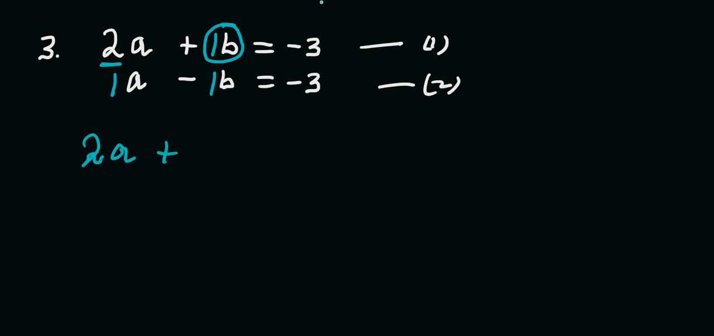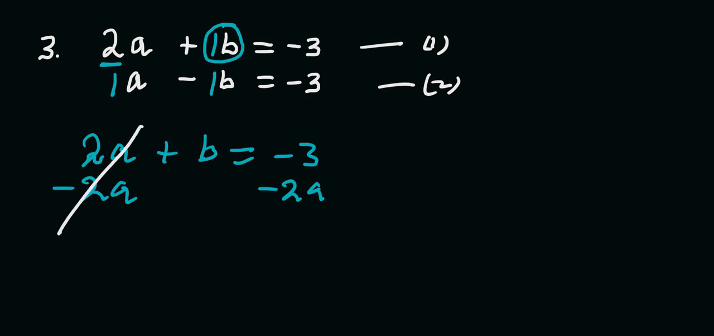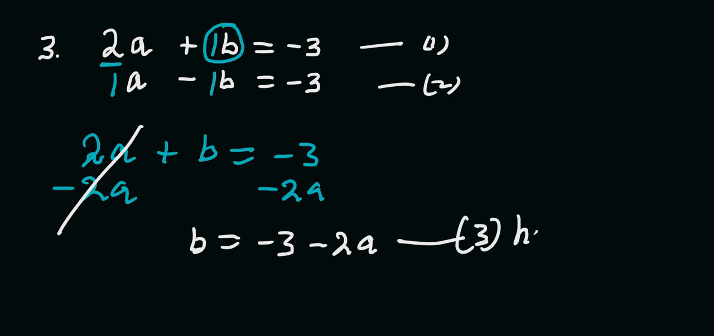2a plus b is equal to -3. So now let's subtract 2a from both sides. 2a minus 2a is 0, so that cancels out. Now we are left with just b on the left side. So b is equal to -3 minus 2a. You can label this as equation 3, then put it on hold, we'll come back to this.